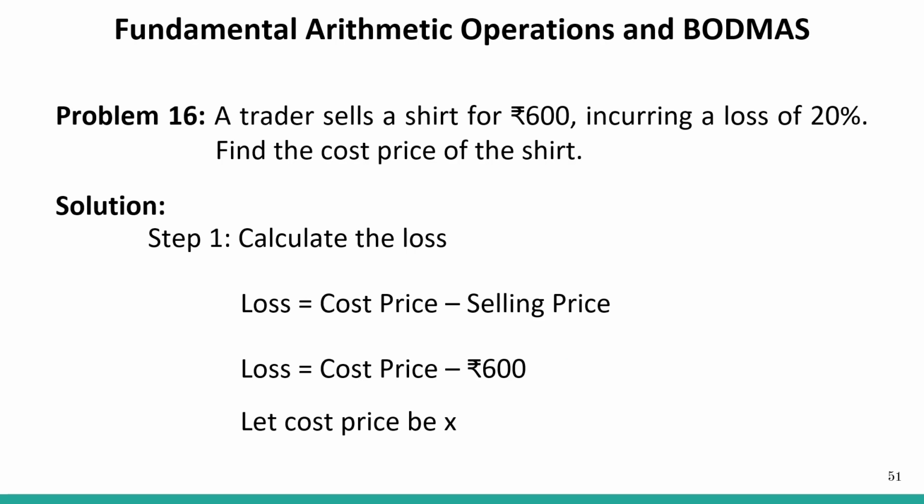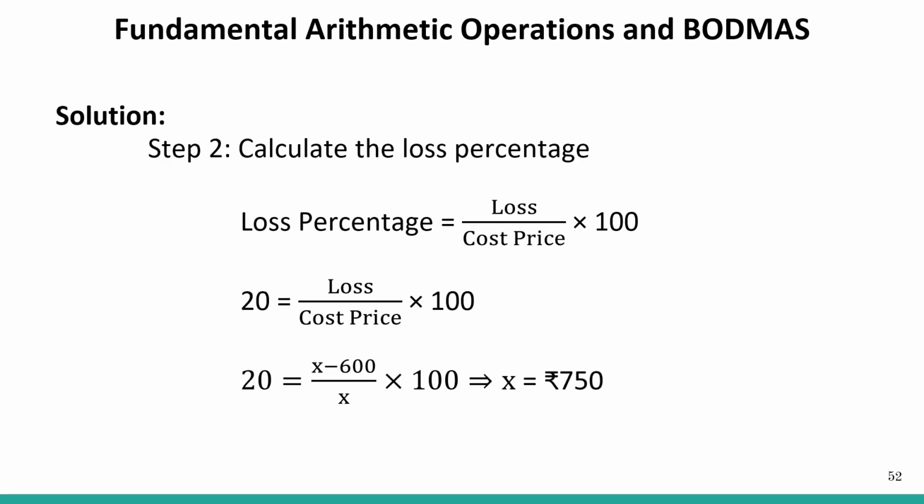A trader sells his shirt for 600 rupees, incurring a loss of 20%. Find the cost price of the shirt. So the trader sells a shirt for 600 with a loss of 20%, so basically 80% is equal to 600. 1% is equal to 600 by 80. This implies that 100% is 600 by 80 into 100. So the 0 is cut down there, so 6000 by 8, which is nothing but 750.